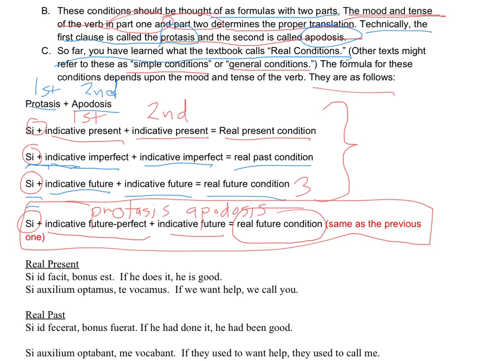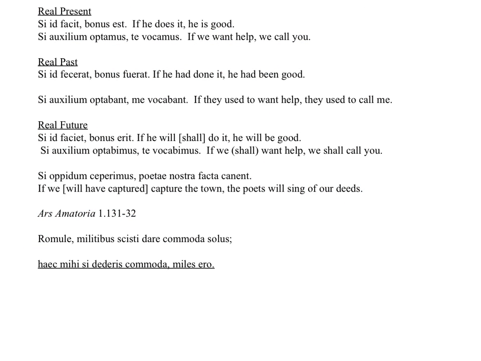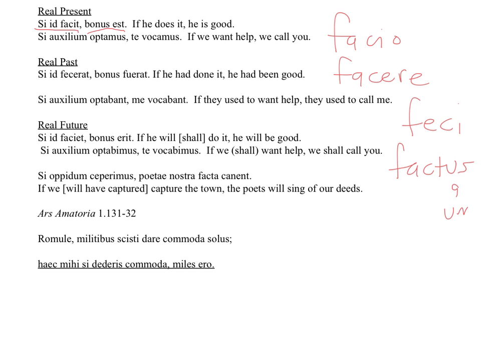Now I'll show you some examples so you can put it into practice. Here's a real present condition, an example of one. Si id facit bonus est. The verb right there is facio, facere. Third principal part is feci. And fourth principal part is factus, facta, factum.